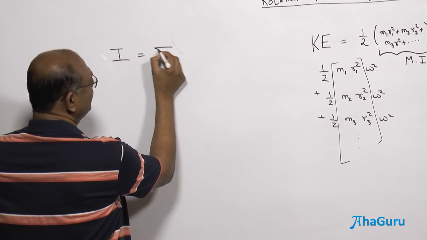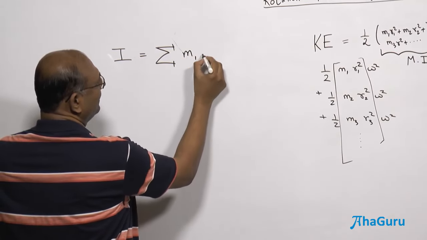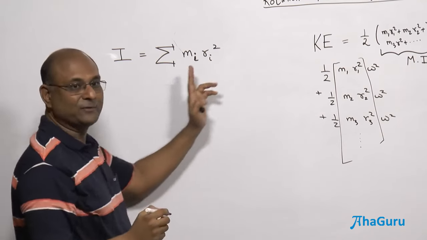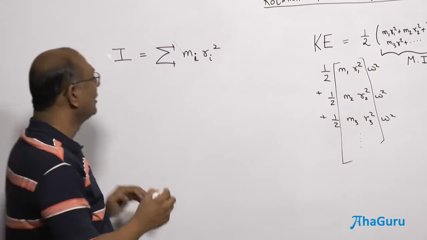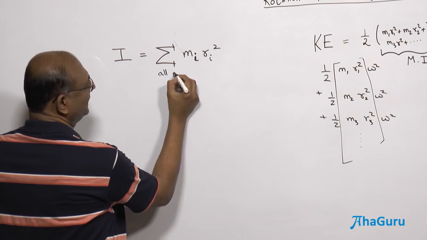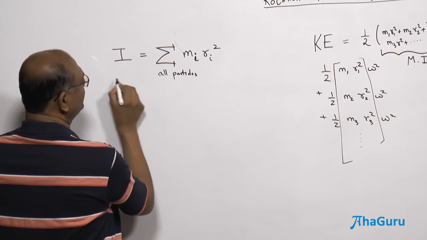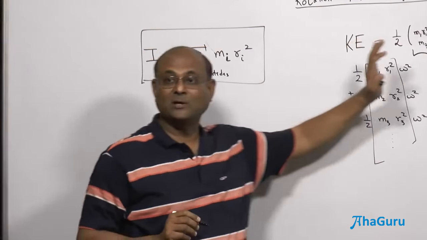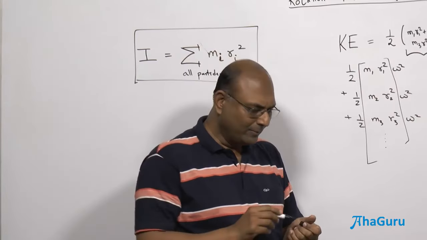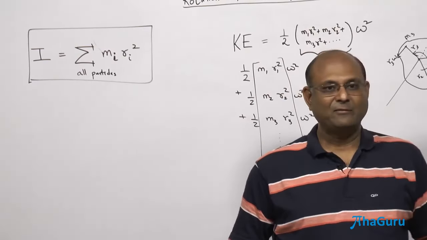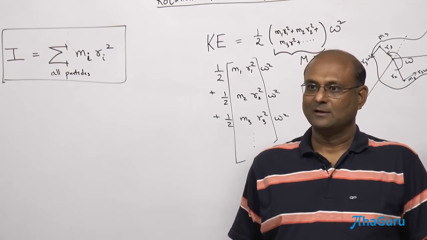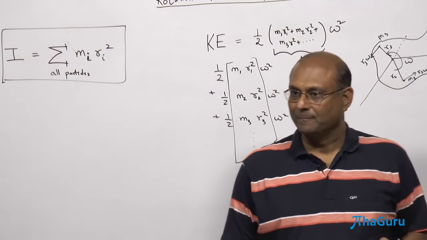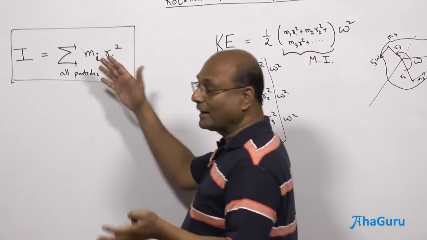So what is I? Sum of mi ri square, where you're adding this from i equals 1 over all the possible particles. Now this looks more messy and complicated, but the reason I is important, at least for now, is because I is going to help you find kinetic energy. How important is kinetic energy? Well, if you're going to use work energy theorems to solve problems, without kinetic energy you can't go very far, no? In every problem, kinetic energy is going to land up. Potential energy plus kinetic energy. You can't do without this.